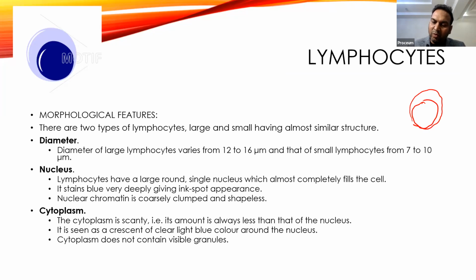While in small lymphocytes, it just forms a rim around the nucleus, and one side is always touching. It is a crescentic shape of cytoplasm, which is light blue, and there are no visible granules present in the lymphocytes.